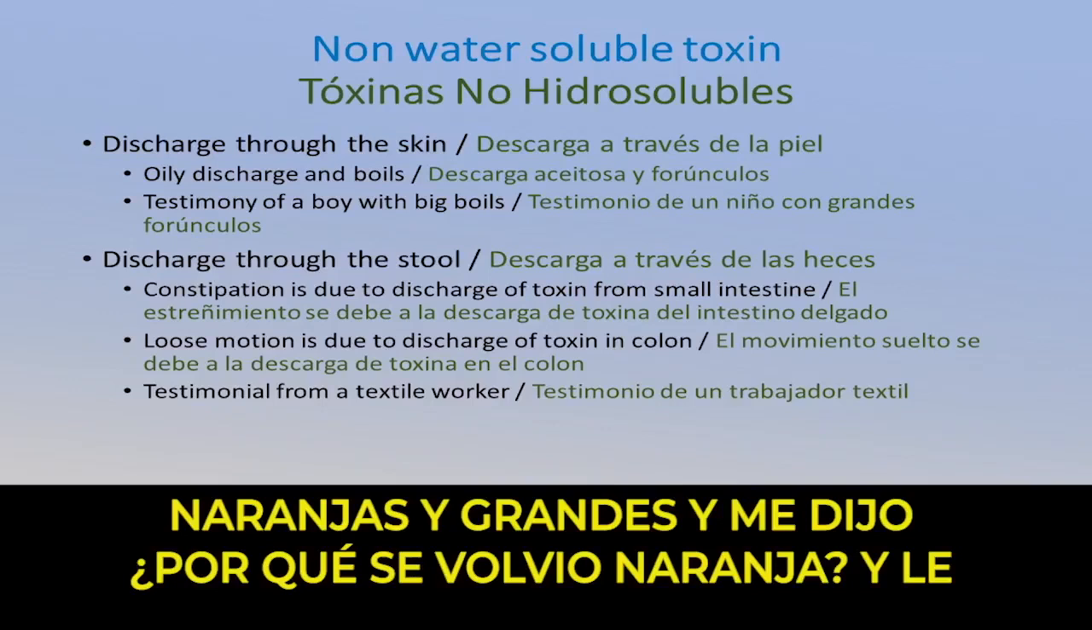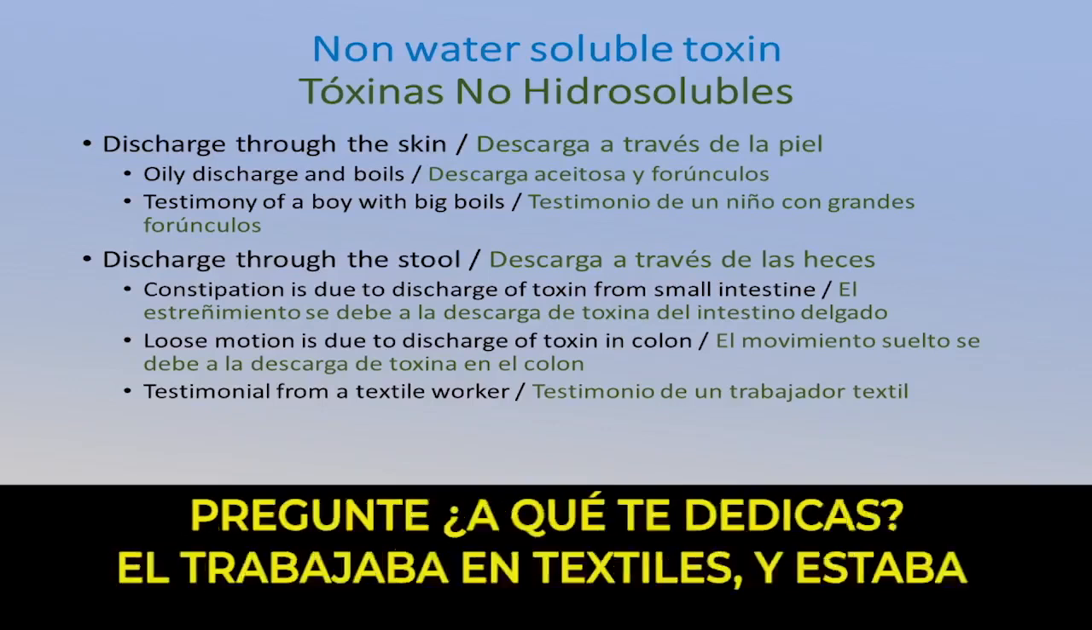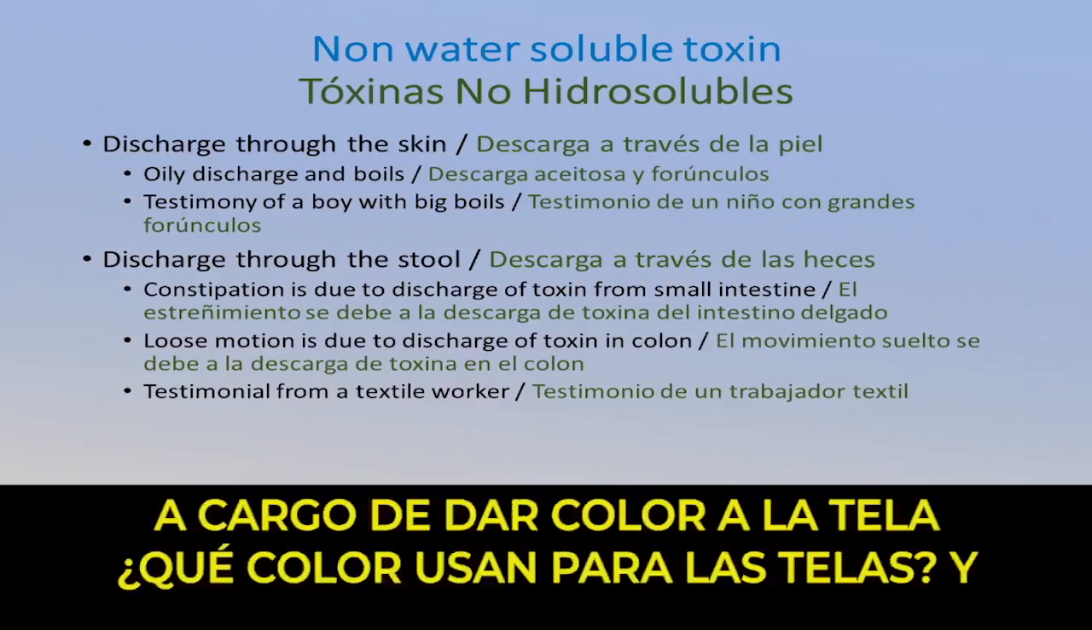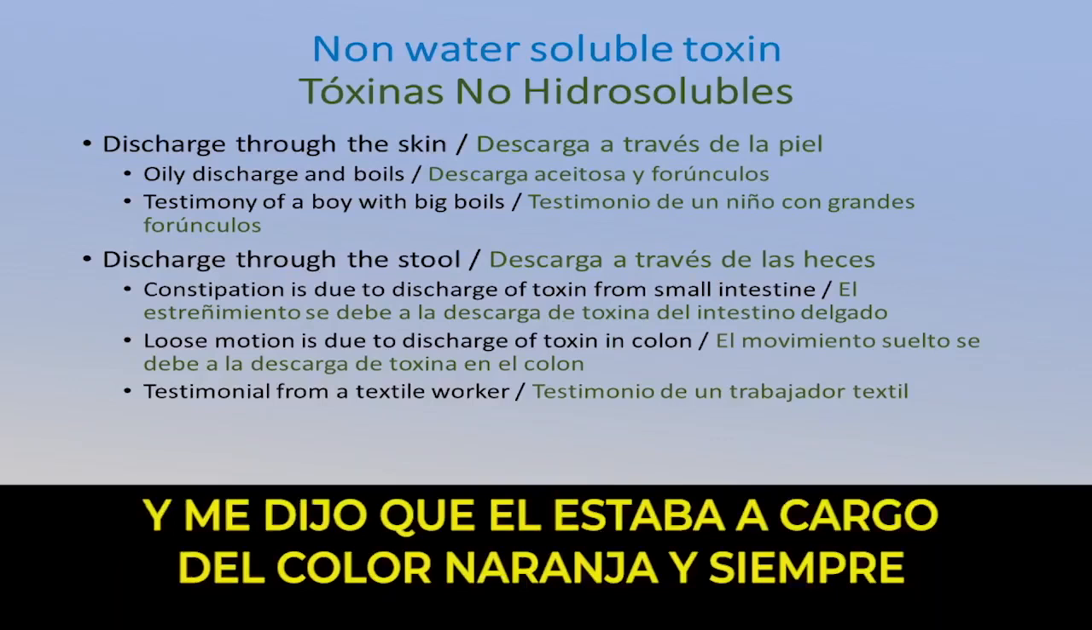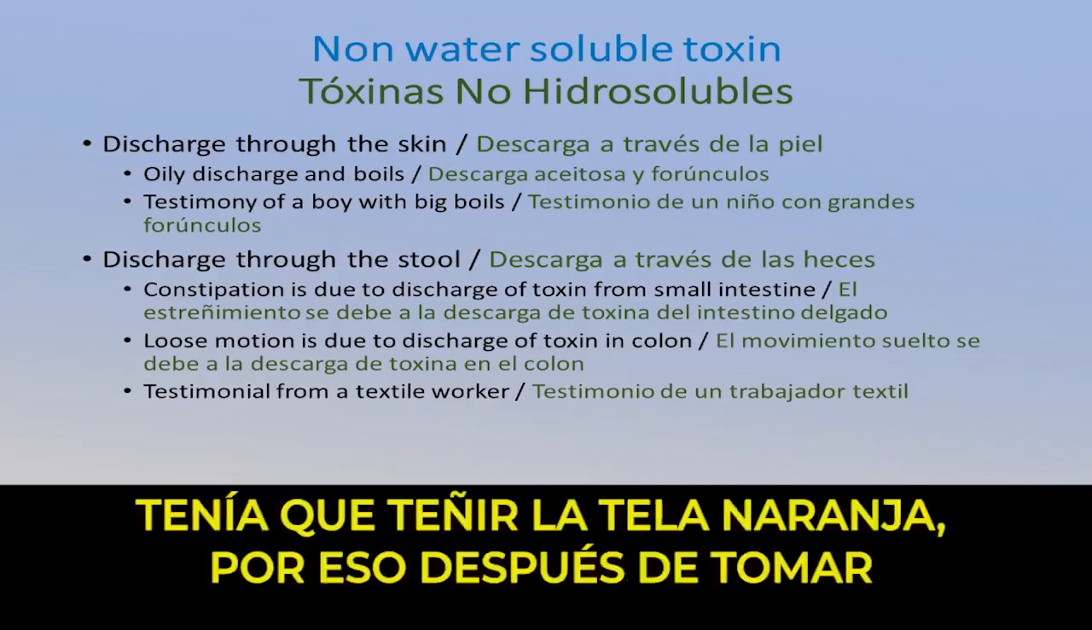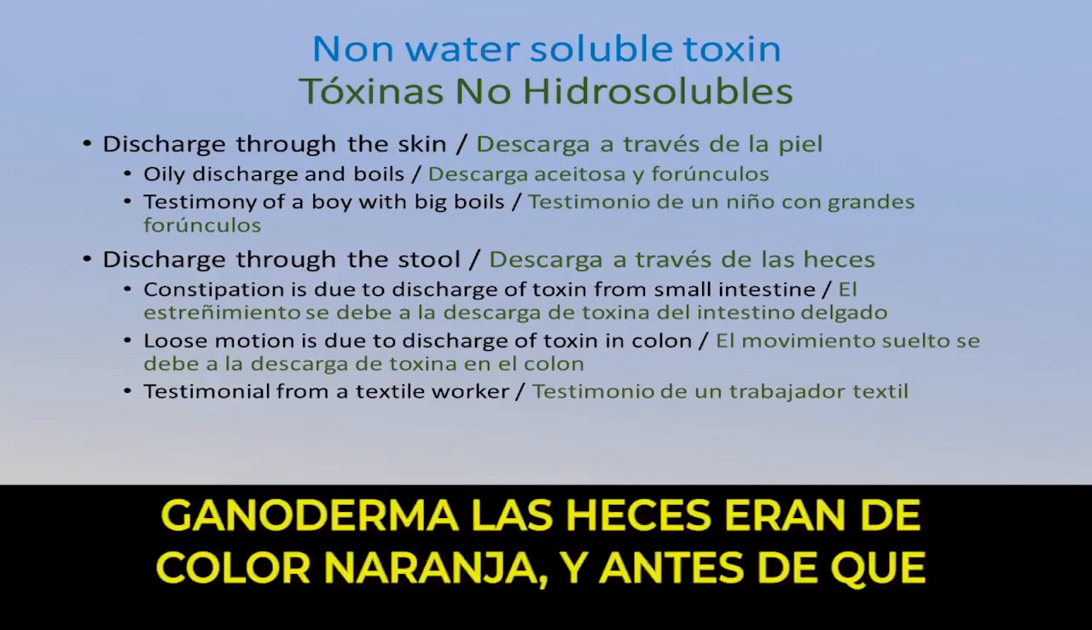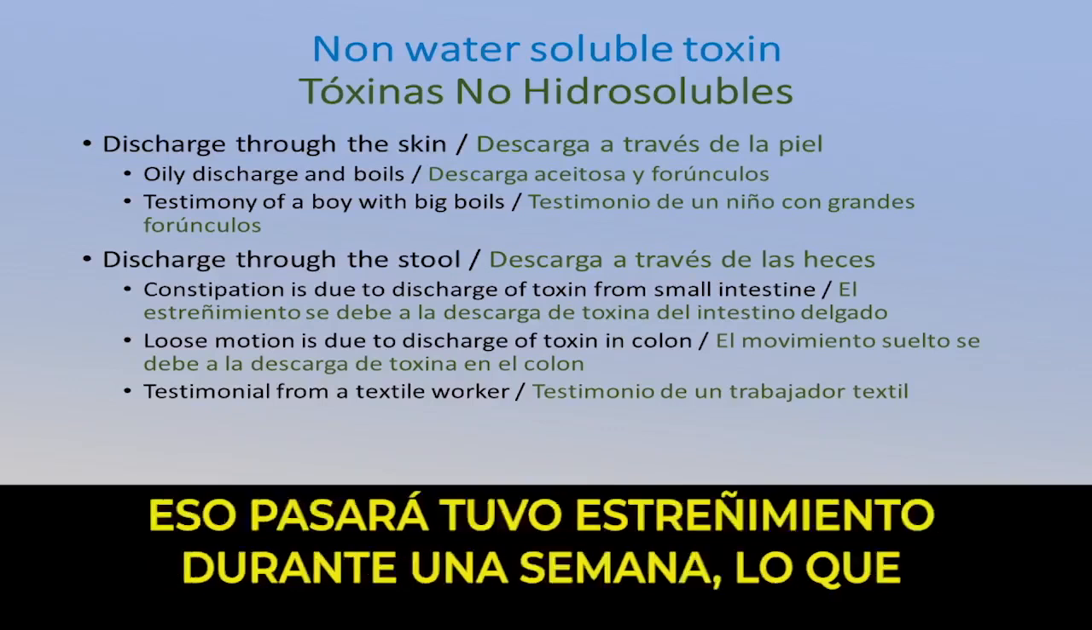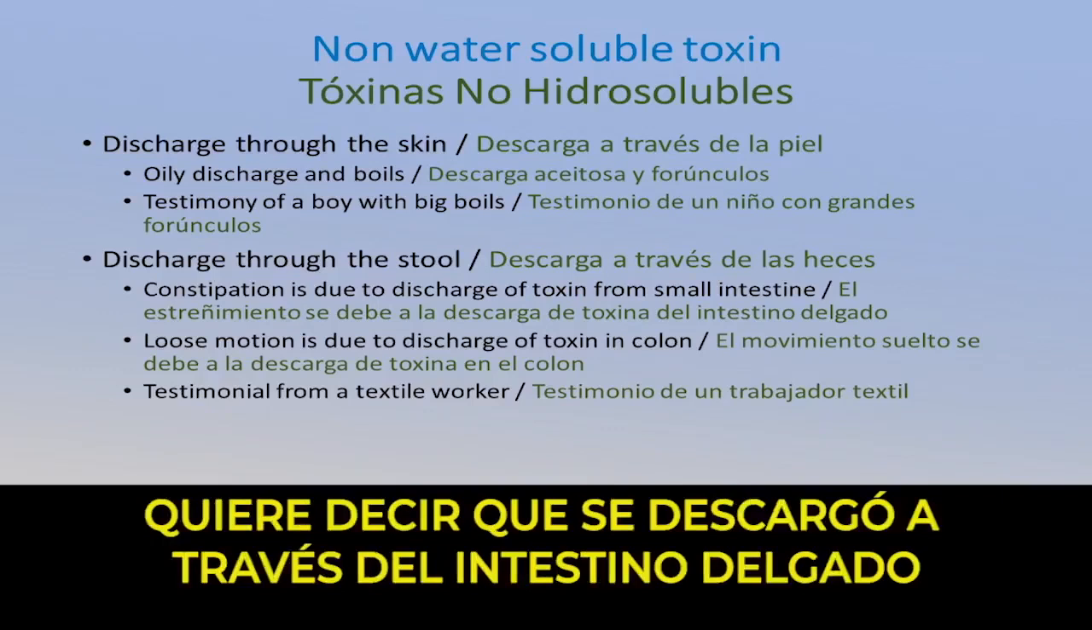He asked, why did the color become orange? Then I asked him, what is your profession? He works in textiles, in charge of saris. What color do you use to dye the cloth? Sure enough, he is in charge of the orange color. He always dyes the cloth orange. That's why after taking Ganoderma, the stool came out orange. And before the stool came out, he had constipation for 1 week. That means this is discharged through the small intestine.